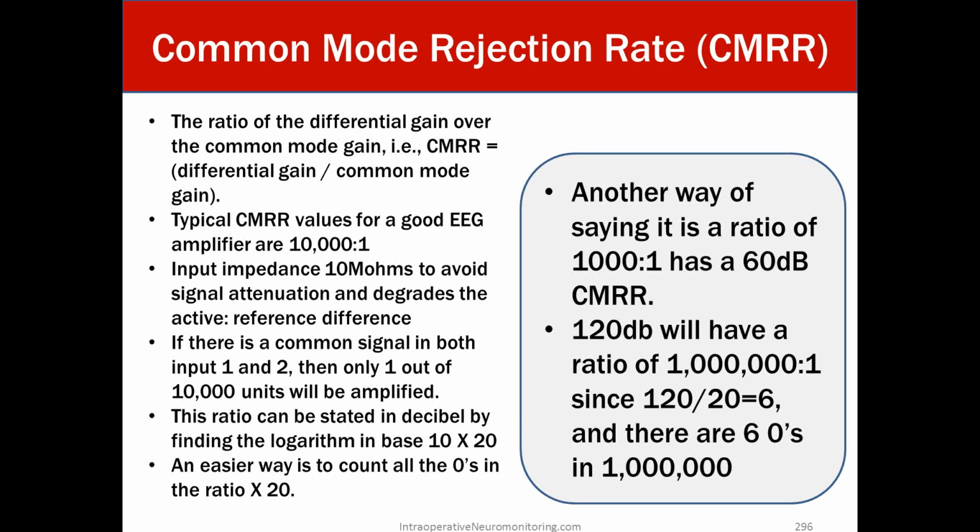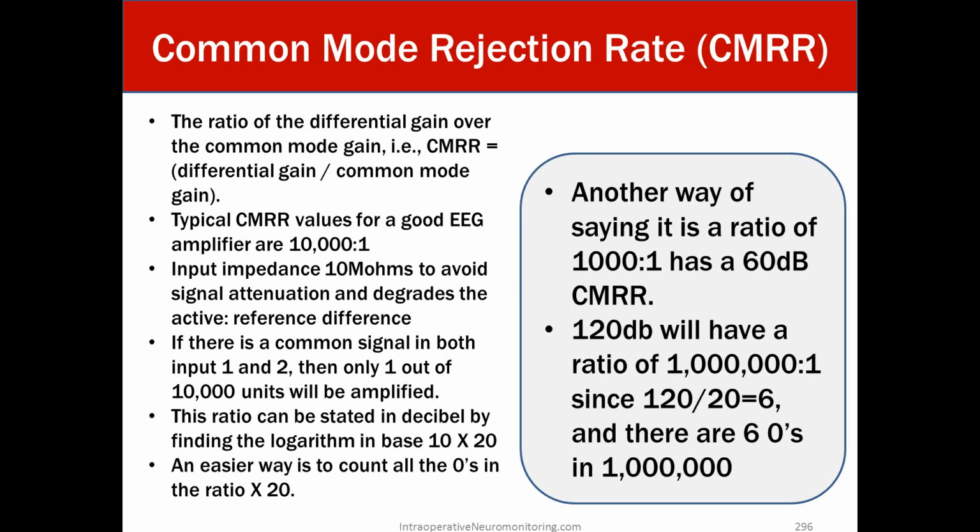Common mode rejection ratio, some math along with it. The CMRR is the ratio of the differential gain over the common mode gain. Sometimes on the CNIM they will ask you to plug in and find a missing component of that, or they'll straight up ask you what is the equation used for the common mode rejection ratio, and then you have to know it's differential gain over the common mode gain.